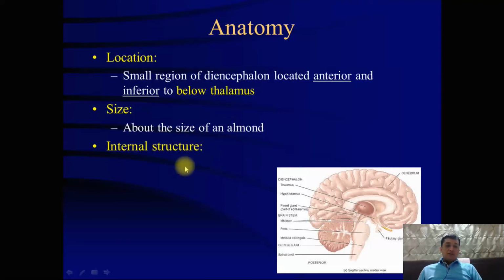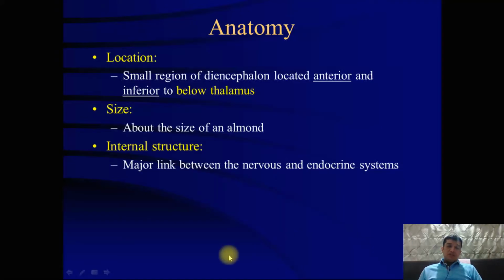Moving towards the internal structure. Now this structure is very important because this is a major link between the nervous system and the endocrine system. You know that most of the hormones in our body are under the control of the pituitary hormones. The pituitary gland is a master gland which controls all other endocrine organs. But then this master also has one more master, and that is the hypothalamus. So the hypothalamus, in that sense, is the master of masters.